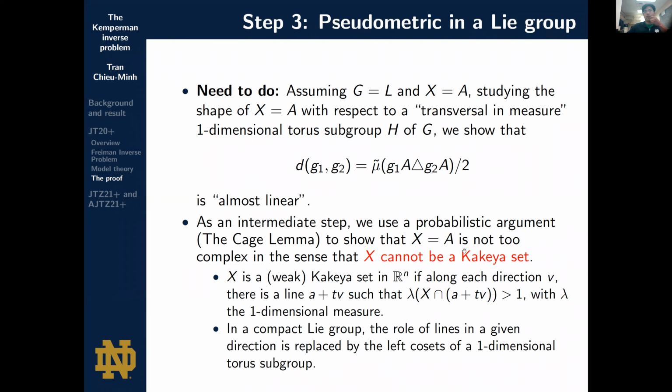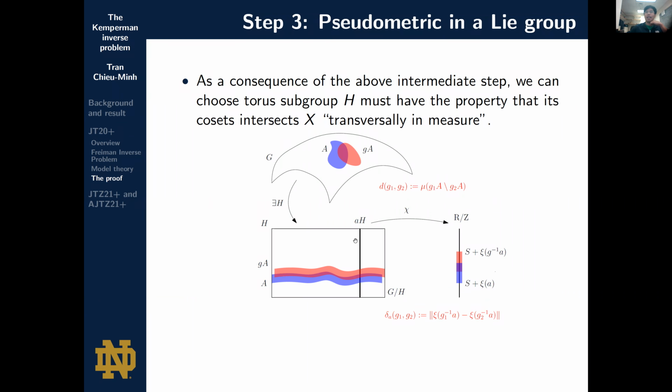And so as an intermediate step, we need to use a probabilistic argument to show that the set A is not too complex, and it needs to be phrased in a geometric way in the sense that it cannot be a so-called Kakeya set. So a Kakeya set is a set that looks geometrically very complicated, as it contains a line segment of full length in every direction, even though it has a very small measure, right? And we want to show that this kind of object cannot happen, right? So in other words, you want to be able to find a certain torus subgroup.